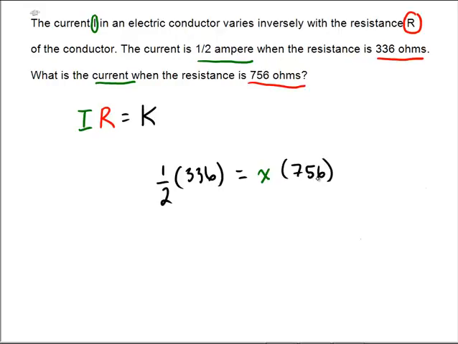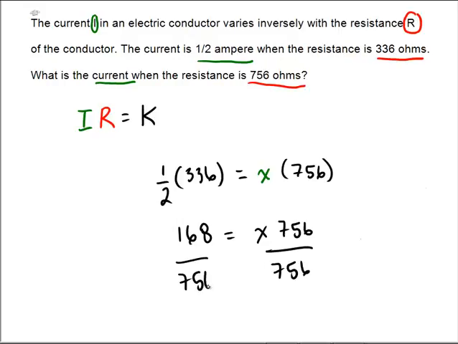Now notice that 1/2 times 336 is 168. So you get 168 equals X times 756. And then if we divide both sides by 756, what do we get? X equals 168 divided by 756, which is 2/9. So the answer to this problem would be 2/9 of an ampere.